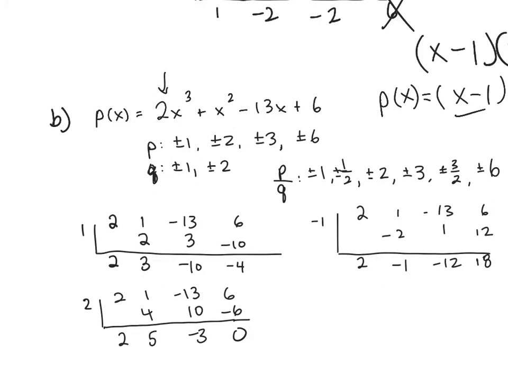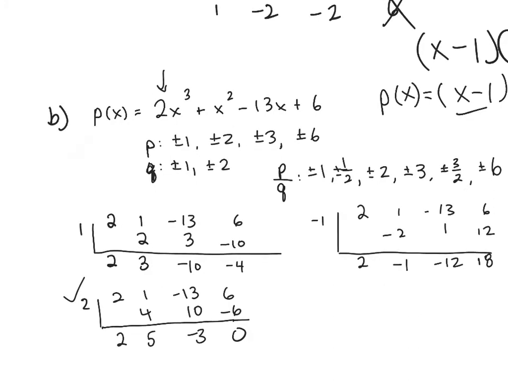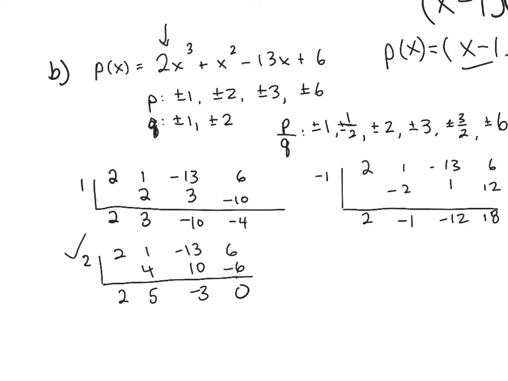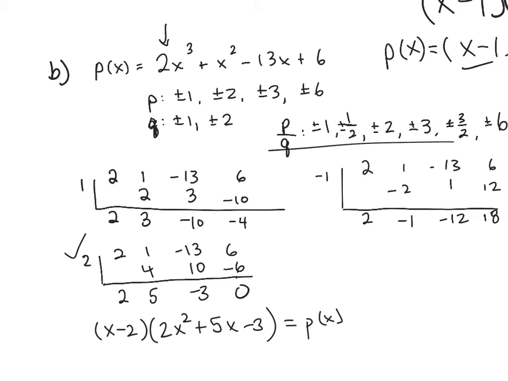Okay, so we have a winner, x equals 2. X equals 2 is a 0, which means, perhaps more importantly, that x minus 2 is one of the factors, and this quotient that remains is the other factor, 2x squared plus 5x minus 3. And this is equal to p of x. So now this process is actually going to be a little bit shorter because the quotient that we have is already quadratic. So we don't need to go back to this list of possible rational zeros and test them on this quotient. We can go straight to factoring, or if it doesn't factor, we can use the quadratic formula.